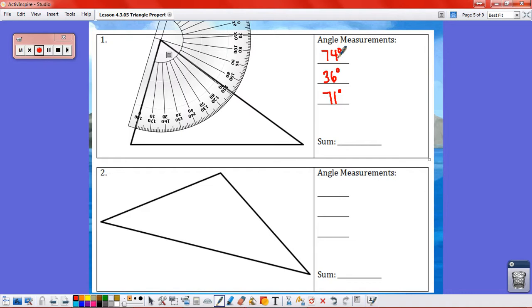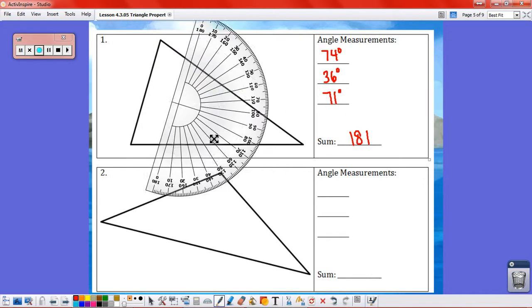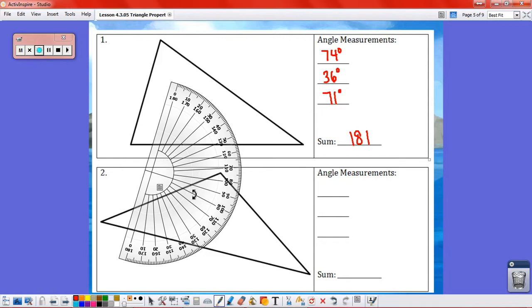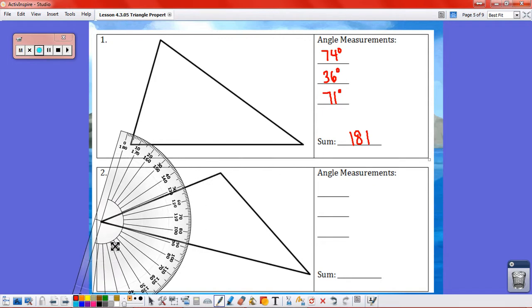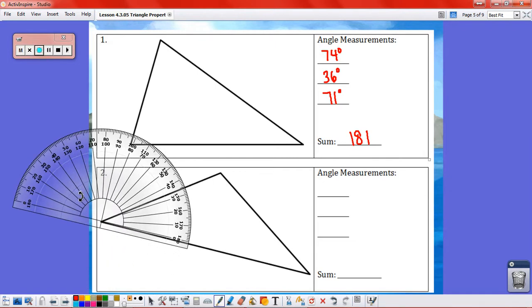And then I'm just going to go ahead and add all of these together. 4 and 6 makes 10, and 1 makes 11. Carry the 1. 7 and 3 is 10, and 1 is 11, and 7 is 18. So this is about 181 degrees, give or take. You know, human error. Alright, let me line up my vertex. Oop. Let me line up my 0 edge.